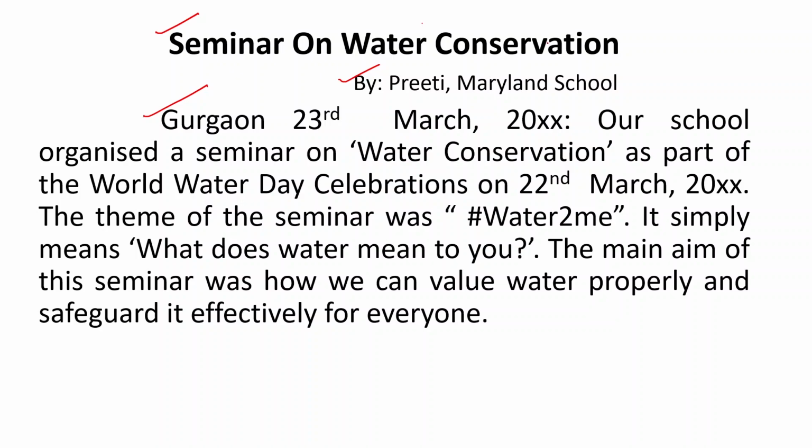The 5 W's we have to remember. Who was involved? What happened? Where it took place? When it happened? Why it happened? So the answer for the first question, who was involved?